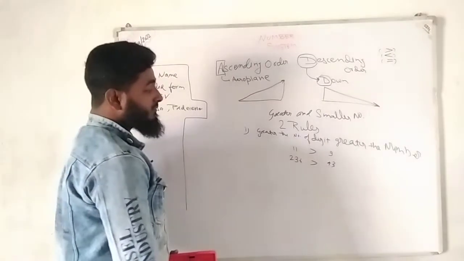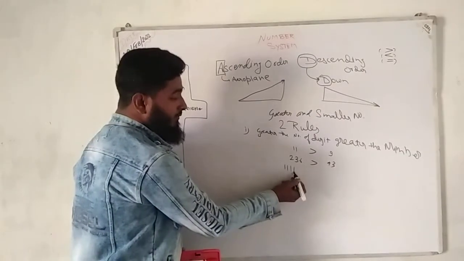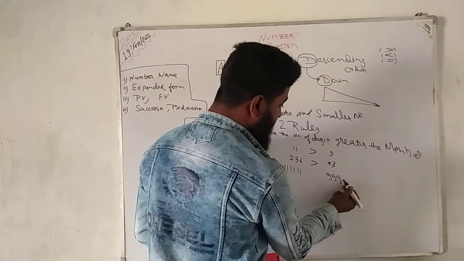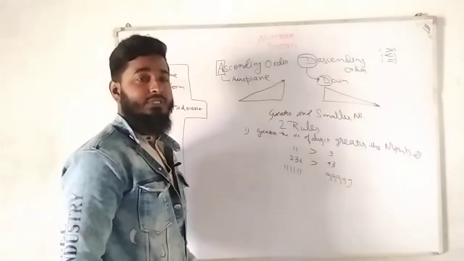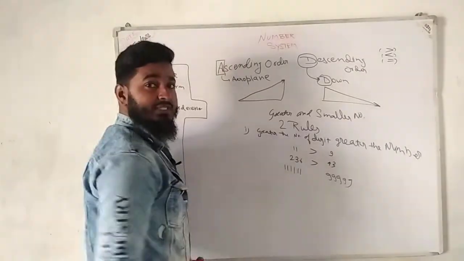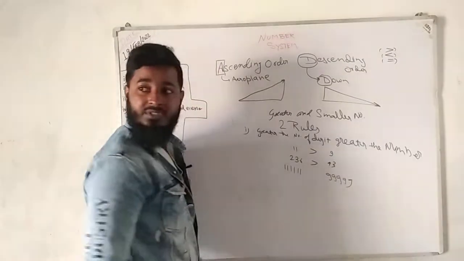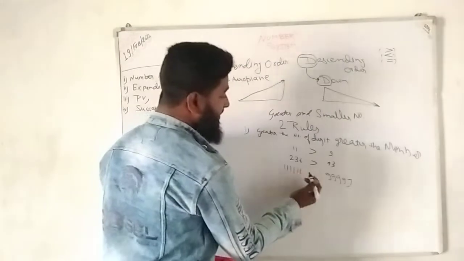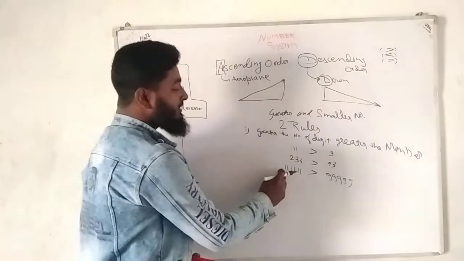Now what number is here? 111111. ठीक है? Which one is greater? Here there are 6 digits, and here there are 5 digits. ठीक है? Now the 6-digit number is greater. This one is greater. Why? Because there are 6 digits.